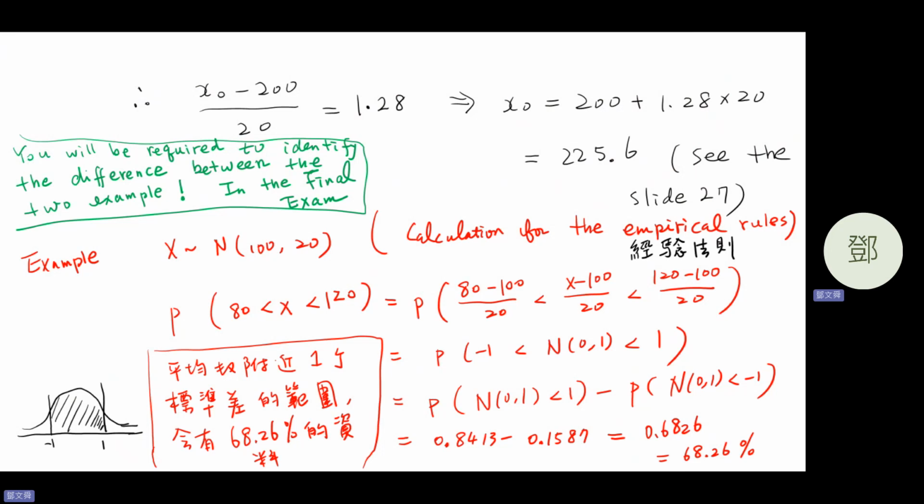So what is it? If you go to the table, the area left to 1 is 0.8413. And the area left to minus 1 is 0.1587. So the difference is 0.6826, which is the area between minus 1 and 1. So that is how interval area is obtained. Okay?